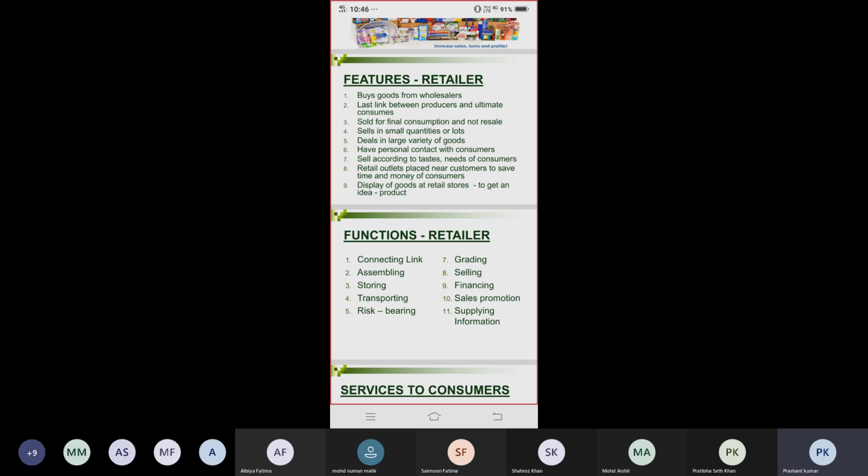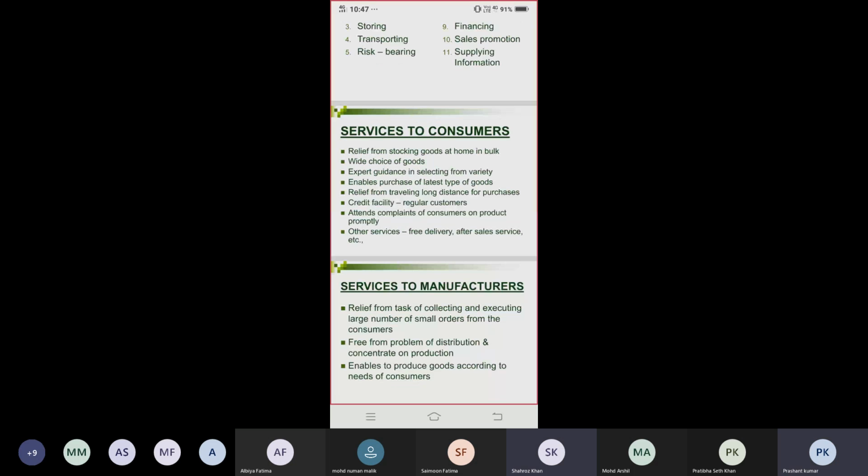Relief from stocking goods at home in bulk, wide choice of goods, expert guidance in selecting from a variety, enables purchase of the latest type of goods, relief from traveling long distances for purchases, credit facility, regular customers, attends to complaints of consumers on products promptly, other services, free delivery, after-sale services, etc.